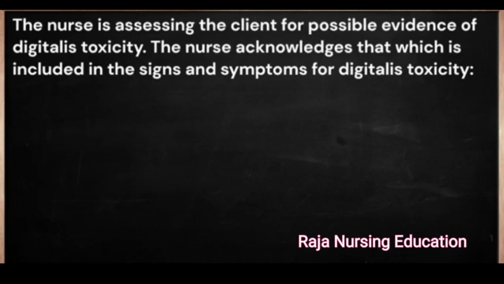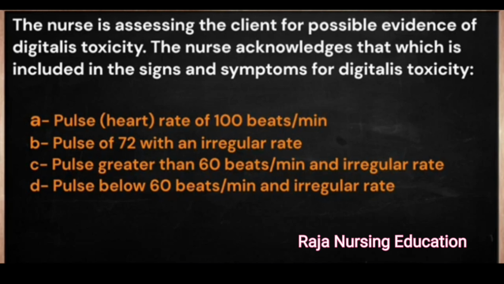The nurse is assessing the client for a possible evidence of digitalis toxicity. The nurse acknowledges that which is included in the signs and symptoms for digitalis toxicity. The options are A. Pulse rate of 100 beats per minute, B. Pulse of 72 with an irregular rate, C. Pulse rate greater than 60 beats per minute and irregular rate, D. Pulse below 60 beats per minute and irregular rate. The answer is D. Pulse below 60 beats per minute and irregular rate.